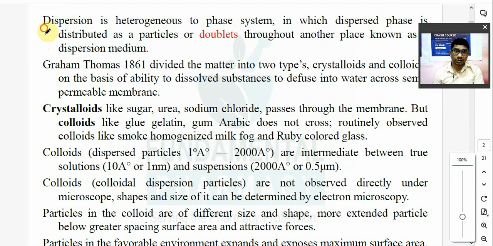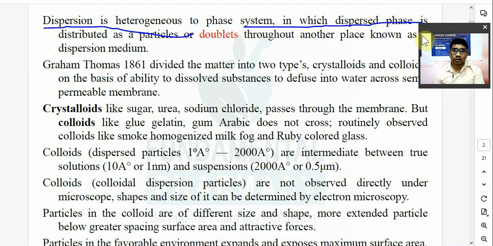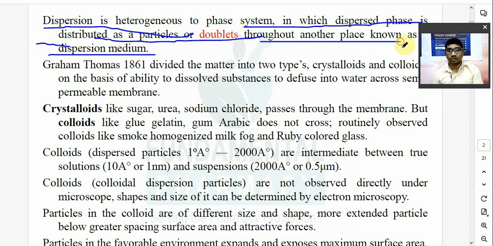Dispersion is nothing but the heterogeneous two-phase system in which one is a dispersed phase and another is a dispersion medium or continuous phase. Now, dispersed phase means what? The dispersed phase is the particles of a compound. It is distributed as particles or droplets of oil throughout the other phase, meaning the dispersion medium.